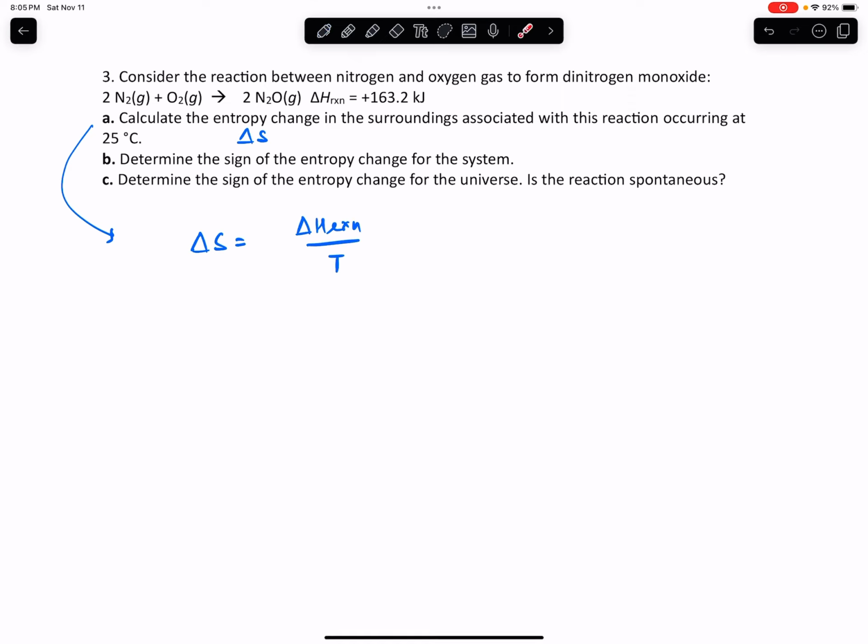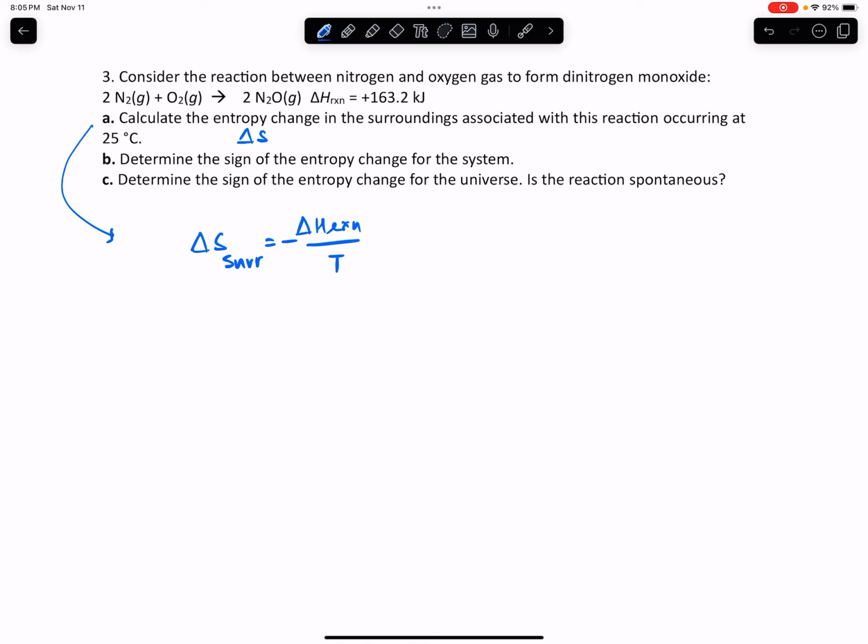Now what we have to understand is that the question is asking us for the entropy change in the surroundings. So if the reaction took up, not gave off, when you have a positive 163, that means the reaction actually took up 163.2 kilojoules, which means if the reaction is the system, then the surroundings lost that much energy. So therefore delta S surroundings is equal to minus delta H reaction over T. Why minus? Because we're trying to say that the surroundings actually lost this much heat.